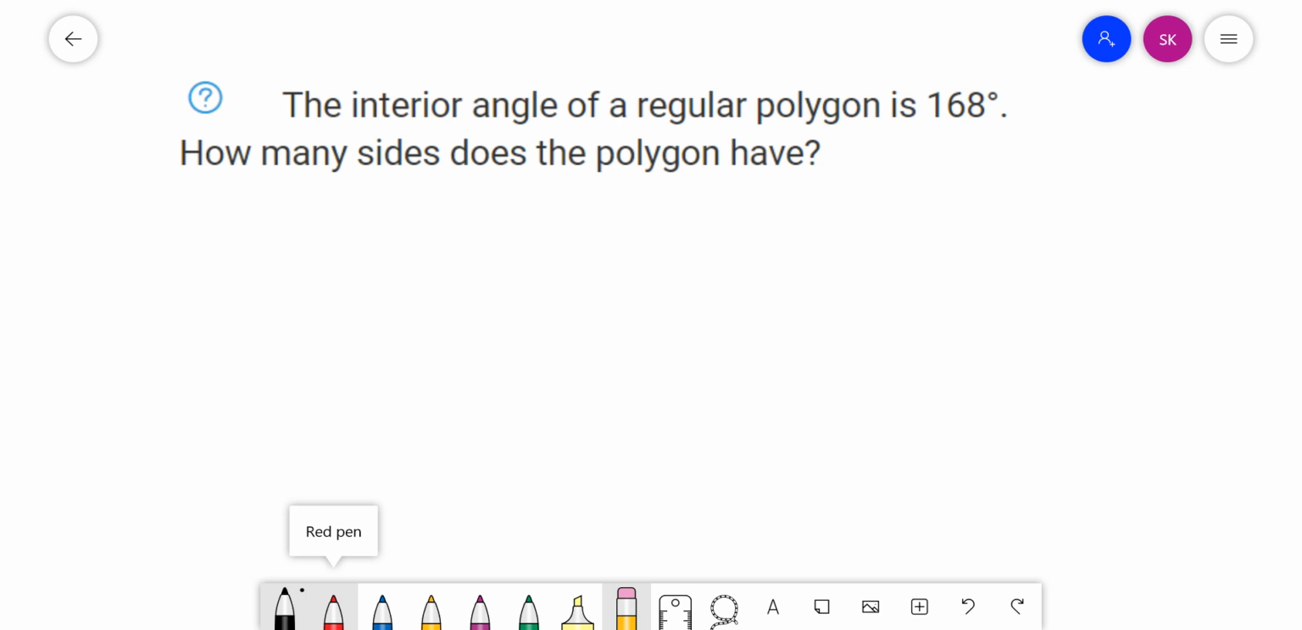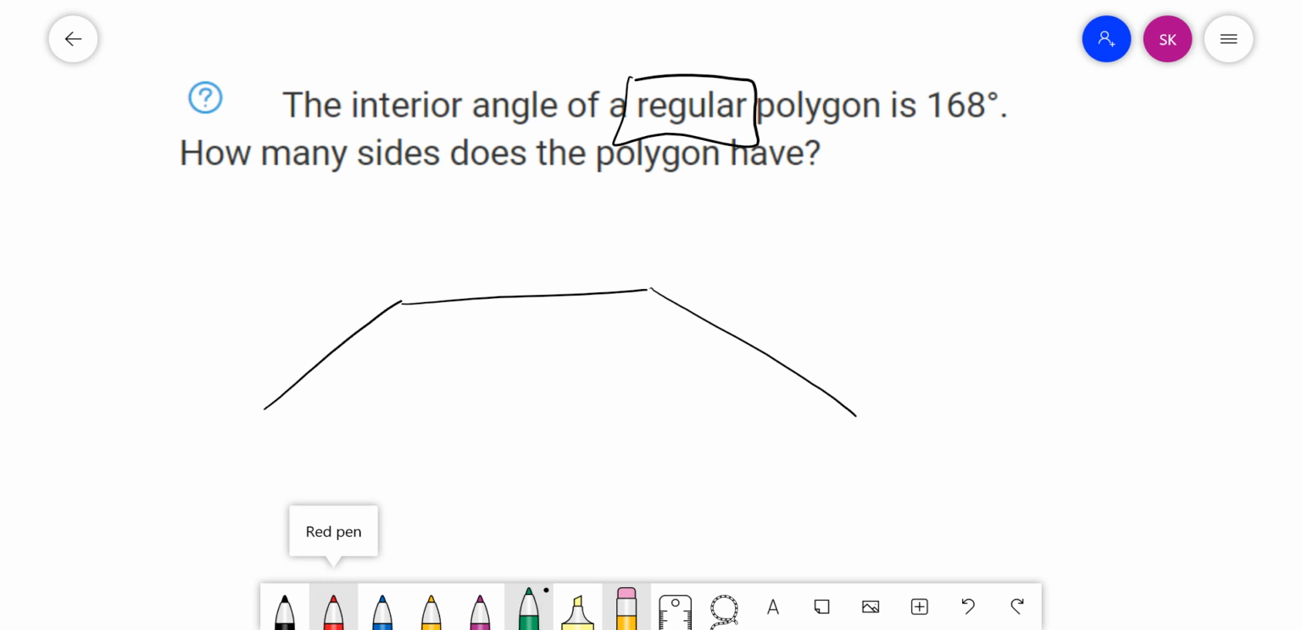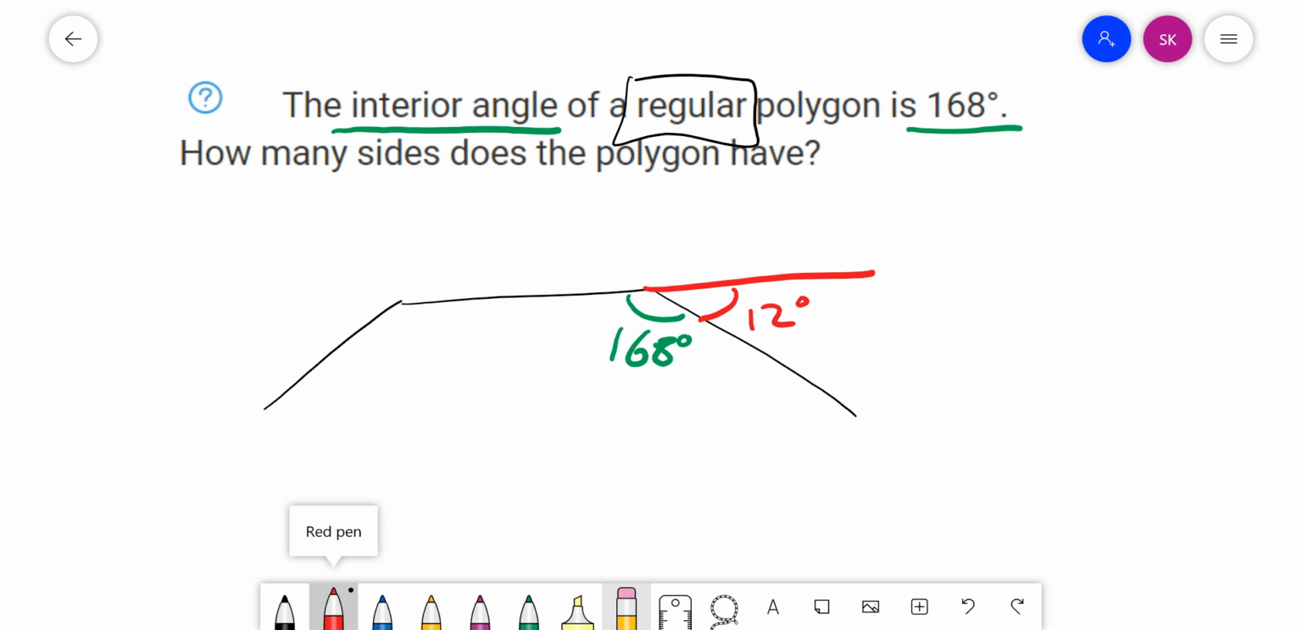The interior angle of a regular polygon is 168 degrees. How many sides does the polygon have? Well, it is regular, which means all the sides and all the angles are the same. So I'm just going to draw a little bit of the shape out here. I don't know what the exterior angle is, but I do know the interior angle is 168 degrees. I also know exterior plus interior add up to 180. And so therefore, this must be 12, because that makes 180 degrees.